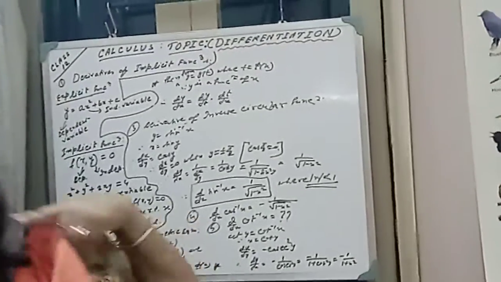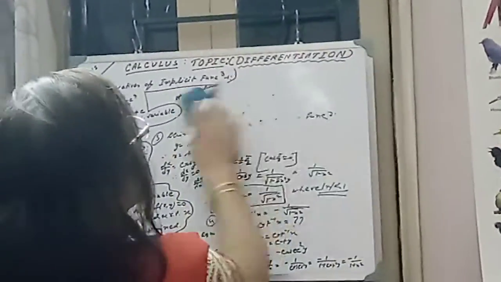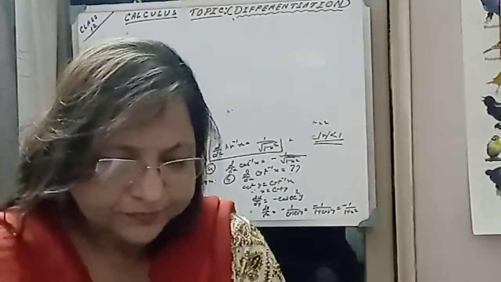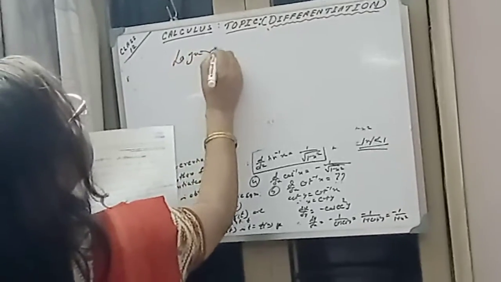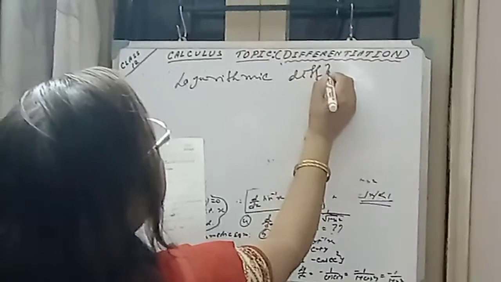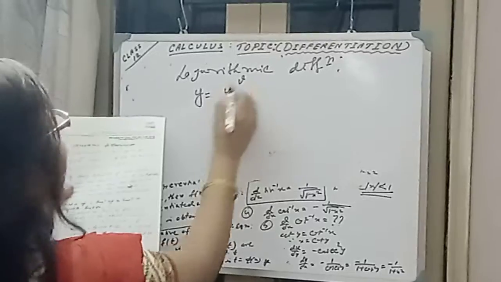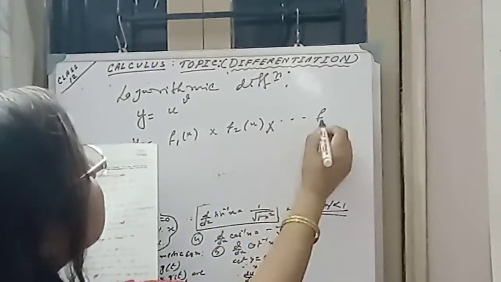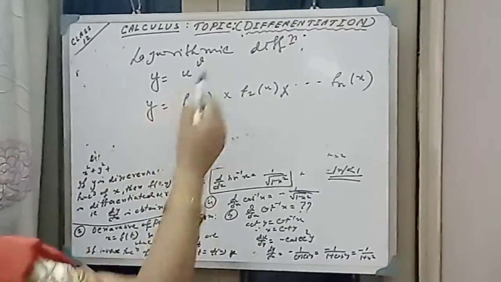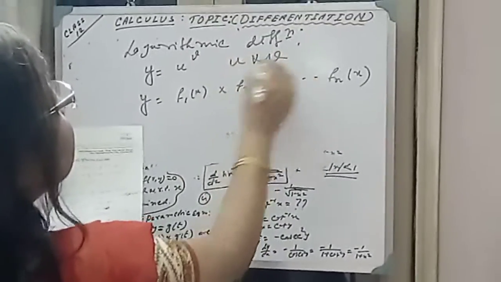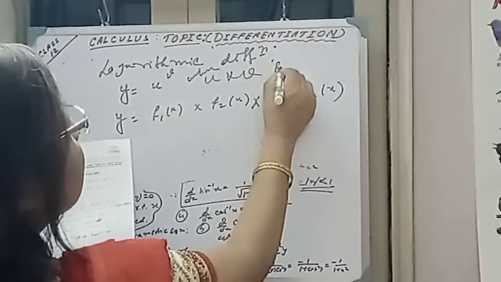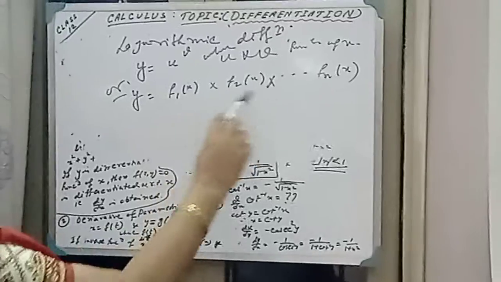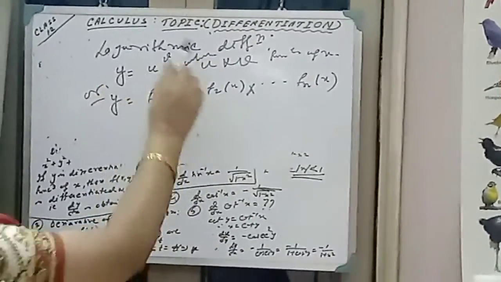Next is the logarithmic function, logarithmic differentiation. How to find the logarithmic differentiation? To differentiate, say y is equal to u to the power v, or y is equal to f1(x) into f2(x) into up to fn(x). If the functions are in this way, y is equal to u to the power v, where both u and v are functions of x, or another function is y equal to the product form. So one is the power form, another is the product form. If we get the function in this way, then only we have to apply logarithmic differentiation.